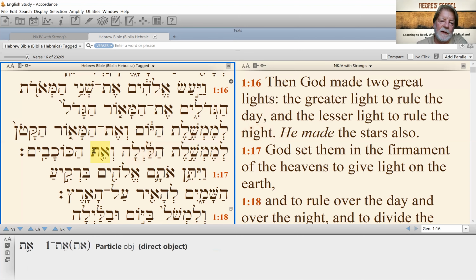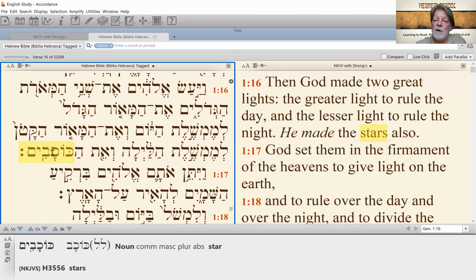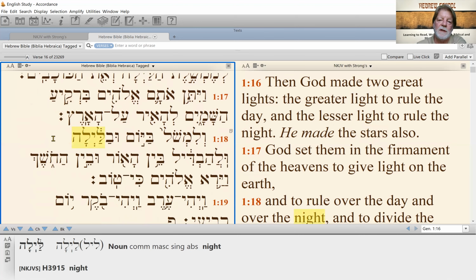Ve'et, and the direct object of hakokavim. Kokav in Hebrew is the word for the stars. So the stars also help with navigation. They're in fixed positions with reference to the earth. So it's easy to navigate on the earth using the stars as definite positions.